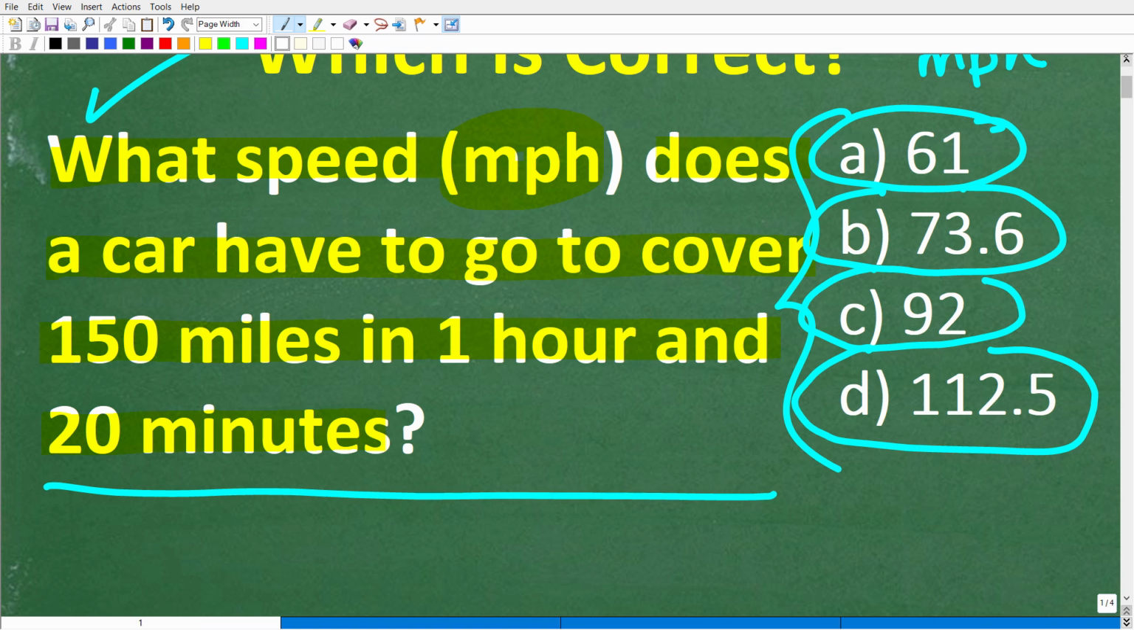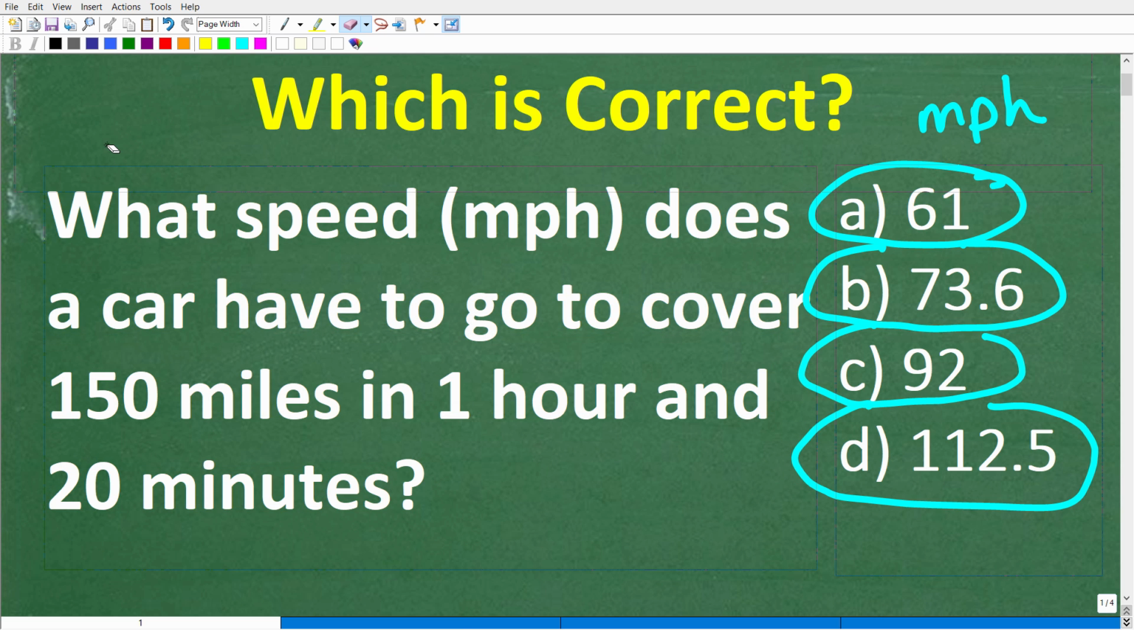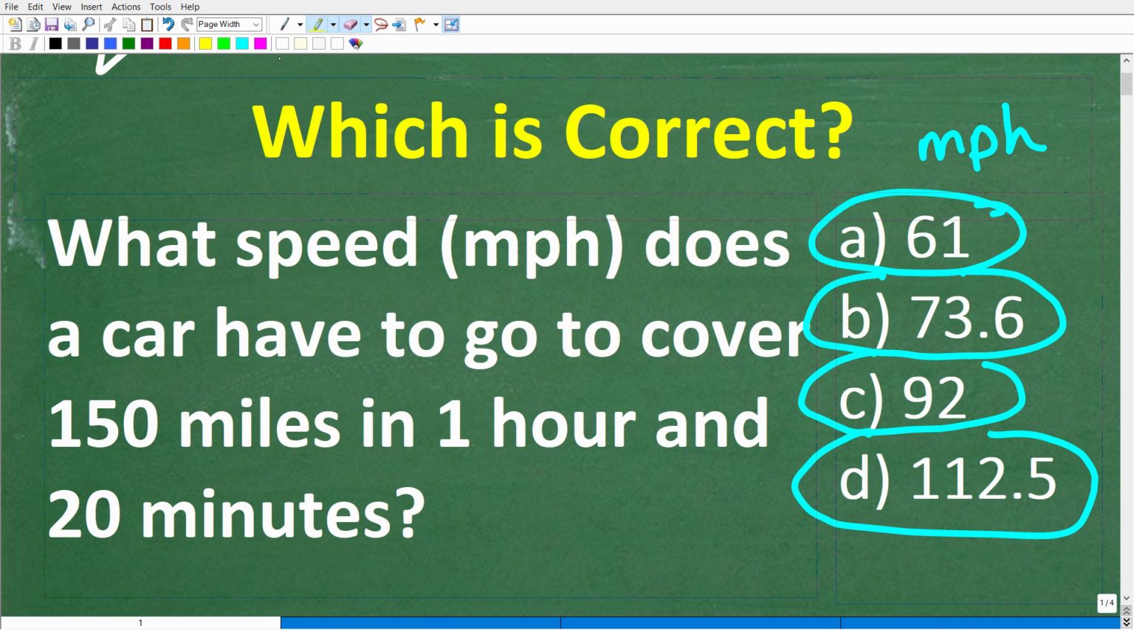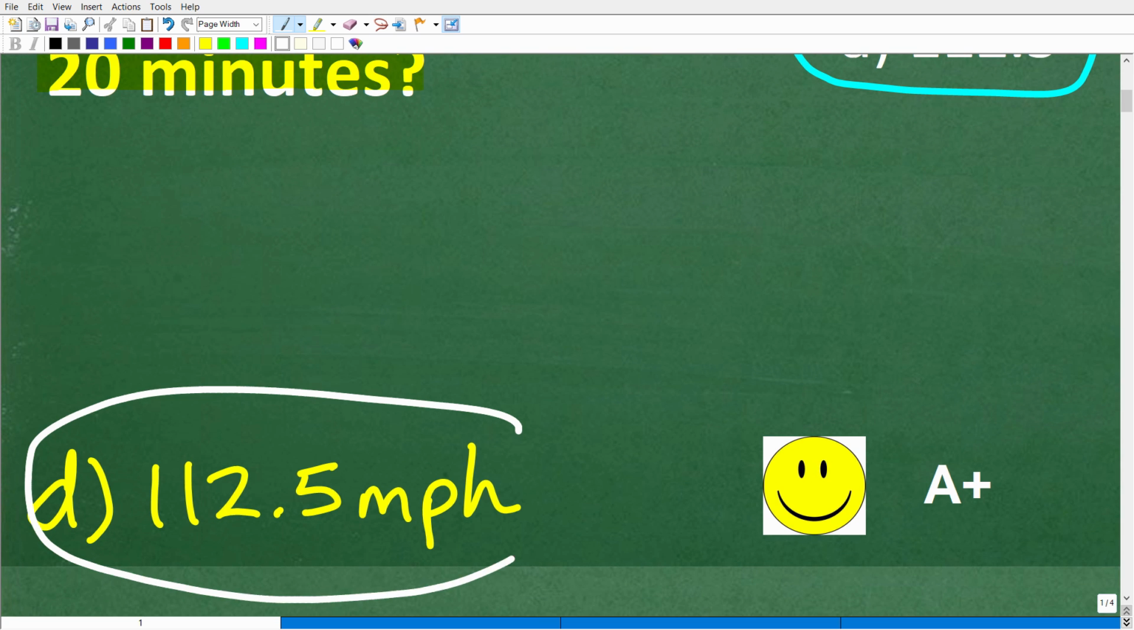All right, so let's take another look at this question before I show you the answer. What we're talking about here really is basic mathematics, but you do need to know one formula, and that's a bit of a hint. So the question again is, what speed in miles per hour does a car have to go to cover 150 miles in 1 hour and 20 minutes? All right, so let's take a look at the correct answer. The correct answer is D, 112 miles per hour.